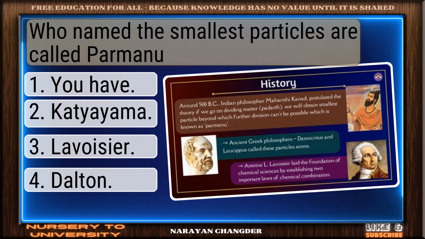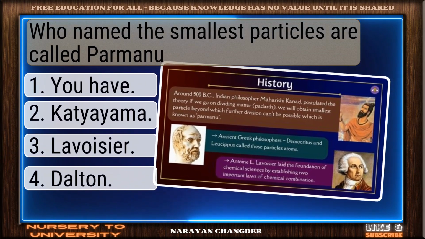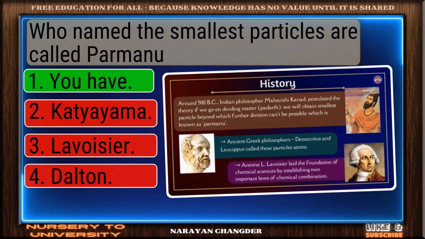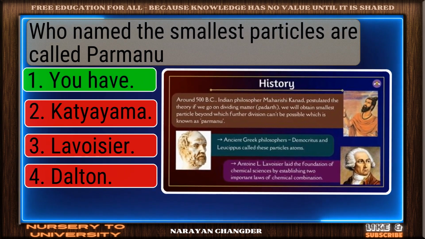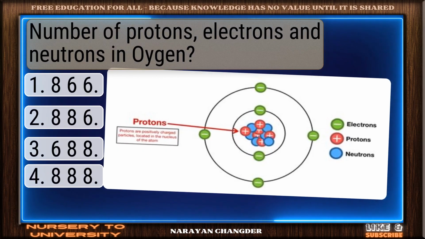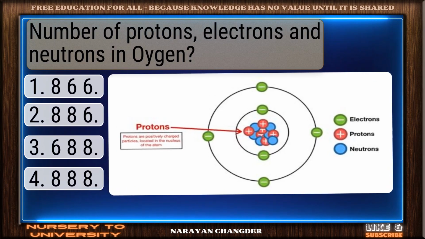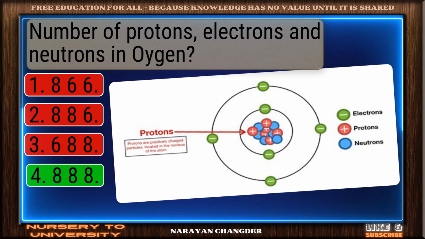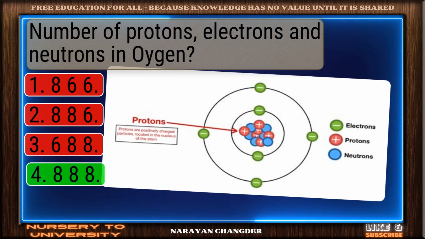Question number 136. Who named the smallest particles Parmanu? Nice work. You chose the correct option and it is correct. Question number 137. Number of protons, electrons and neutrons in the species. On track. 888 is the correct answer.